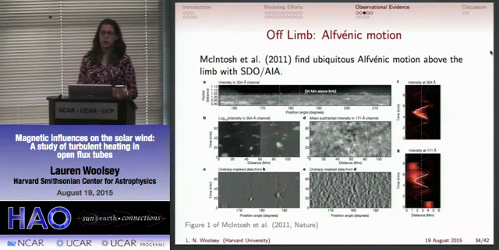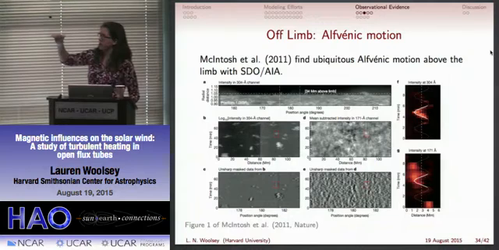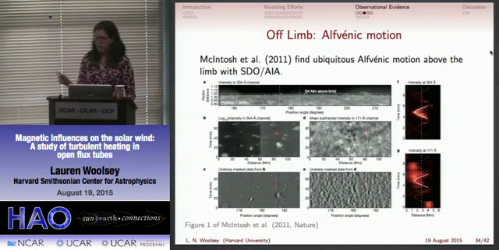Off-limb, of course, we have a lot of observations as well. So there's a lot of Alfvénic motion, and this is from a 2011 paper in Nature, where looking right above the limb, you can see a lot of these Alfvénic motions pretty much everywhere and all the time.